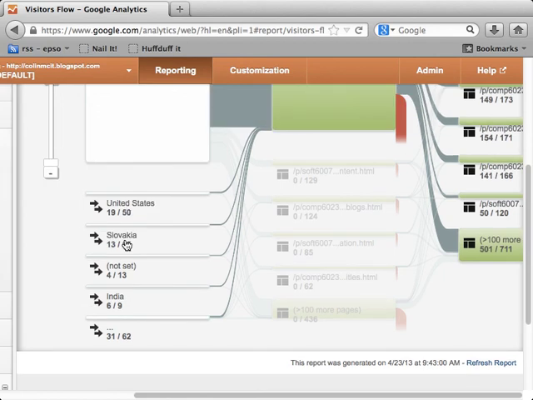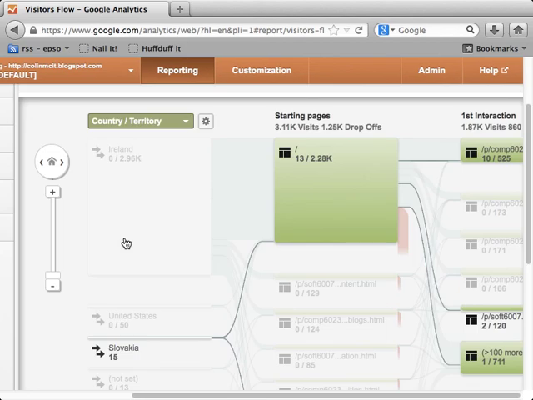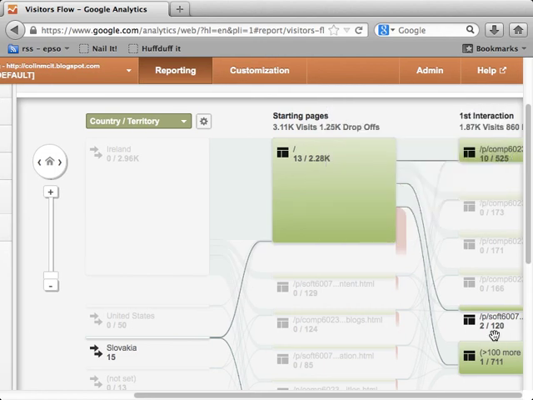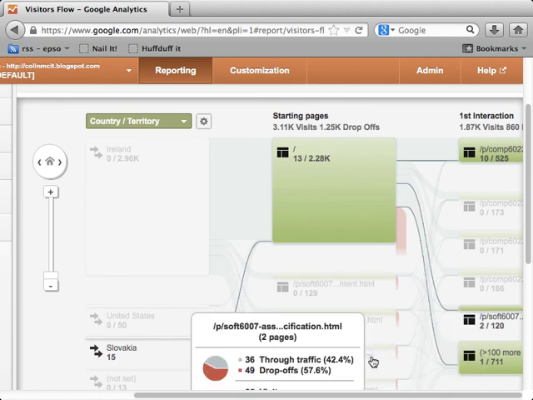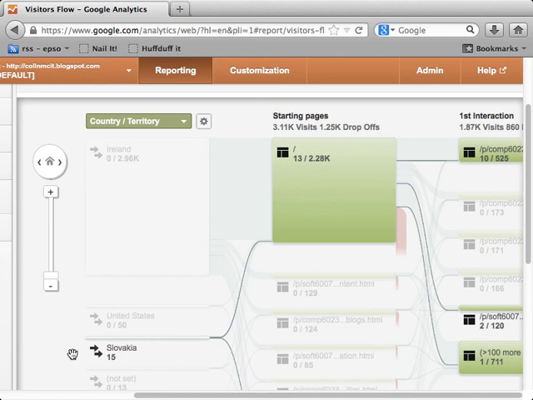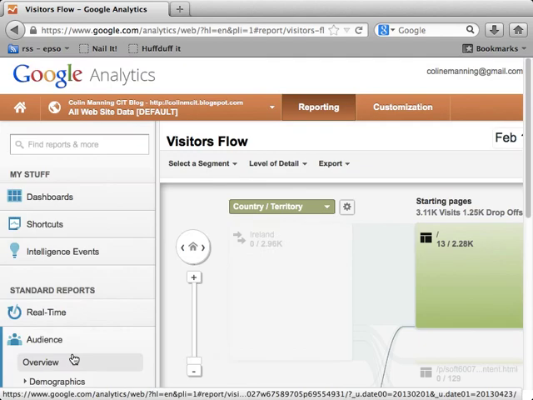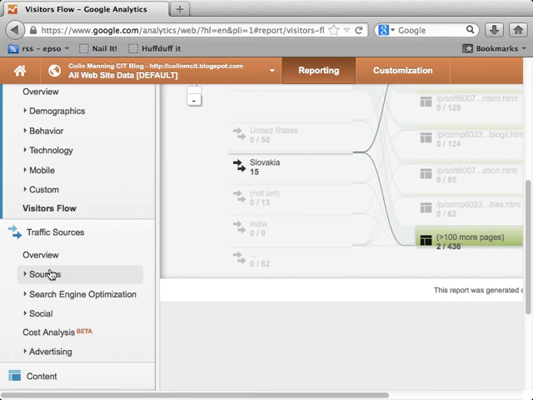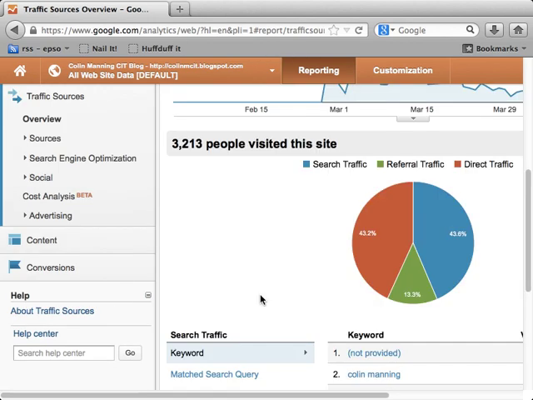So the Slovak audience does different things. The Slovak audience isn't bothered with the assignments. It's interested in the blogs and that particular assignment and whatever that was. Okay, so that's very, very powerful. Where's the traffic coming from? That's useful information. Not so much where it's coming from by country, but rather how people find it.